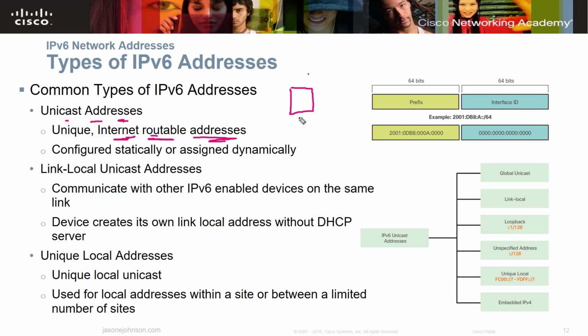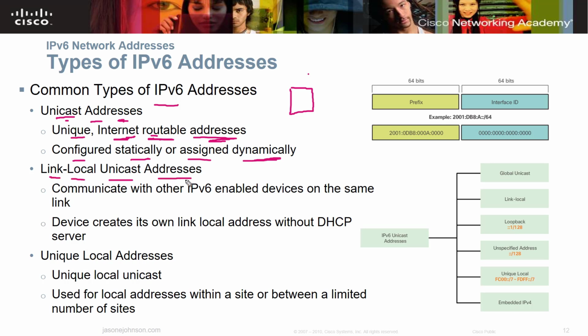I don't have to do any type of conversion at a router. I just forward that IP address on. I don't have to have any network address translation. It's configured statically or assigned dynamically by a DHCP server. That's unicast addresses. They're unique.